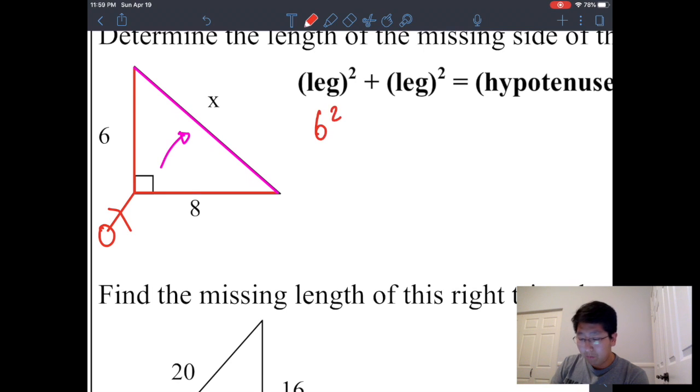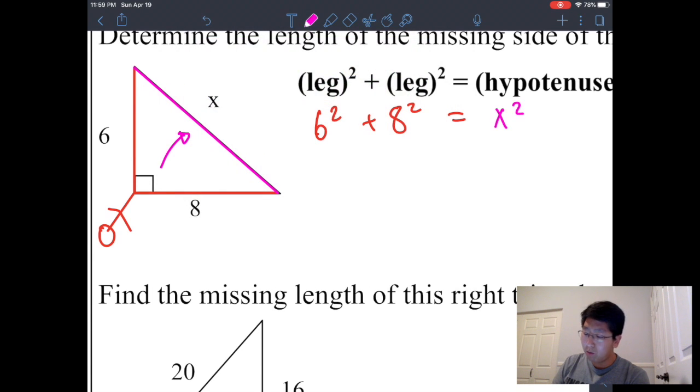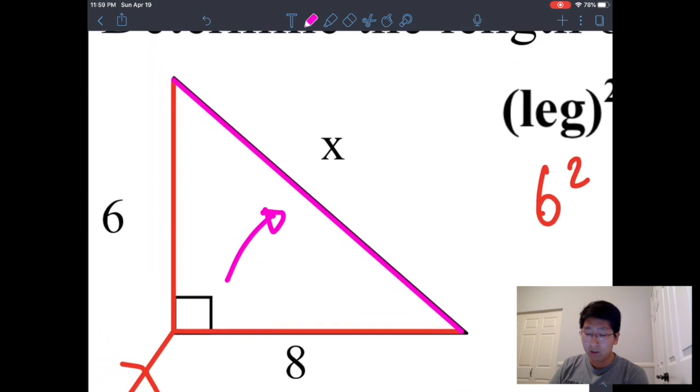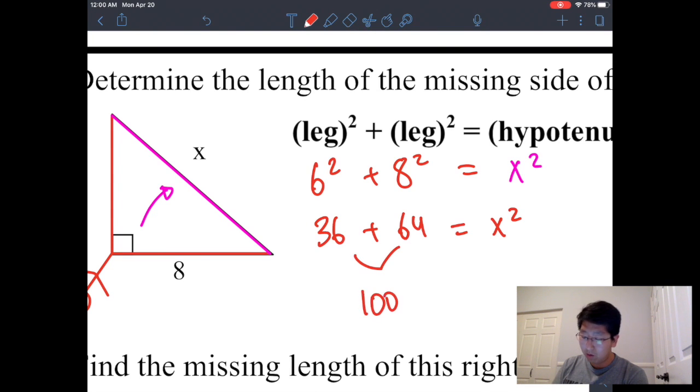6 squared plus 8 squared equals, we don't know the hypotenuse, so we're going to call it x, and it actually says x right here. And I'm just going to find out what's 6 squared. 6 squared is 6 times 6, so 36 plus 8 squared, which is 8 times 8, 64, equals x squared. All right, let's add these two together. We get 100 equals x squared.